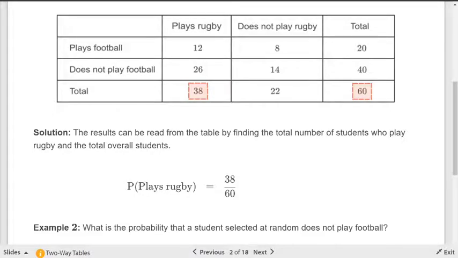Okay, guys, ready? Claudia. All right, so what we're looking at is the probability that a student selected at random does not play football. So what I need you to tell me then is how many students of these do not play football?